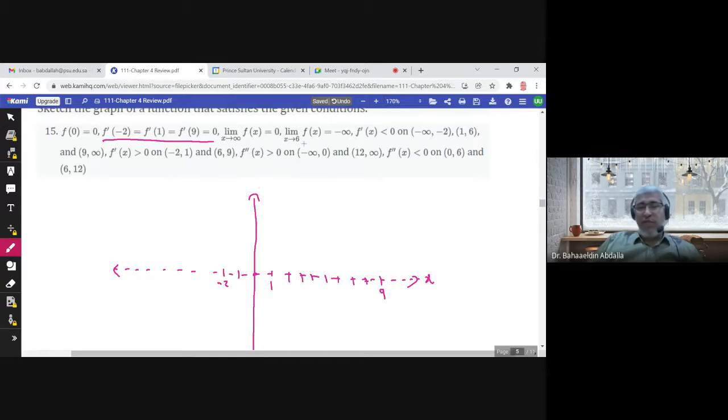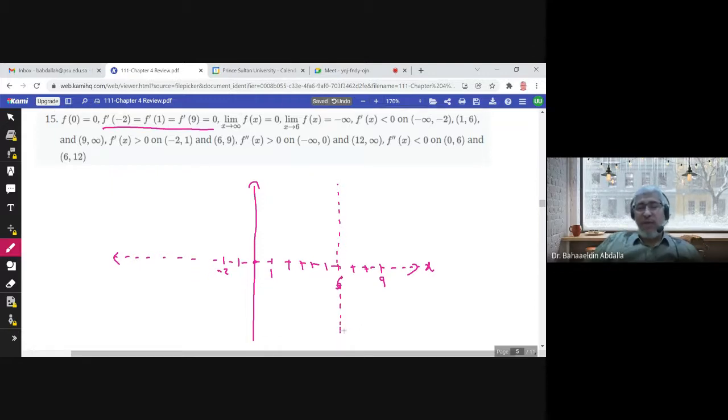When x approaches 6, this is 6, the limit is negative infinity. And we understand from here that x equals 6, this line, is a vertical asymptote. And when x approaches 6 from the right or from the left, the limit is negative infinity. So the graph approaches 6 like this. So this is what we understand from here.